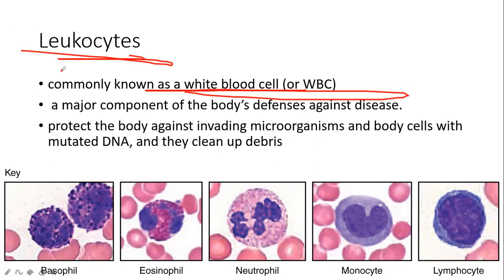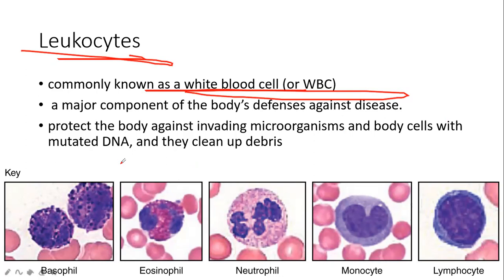So, your white blood cells or leukocytes basically defend your body against diseases and against invading microorganisms, as well as protect your body from mutated DNA, or those cells that have undergone mutations. And at the same time, they clean up debris or waste products in your body from its metabolism.